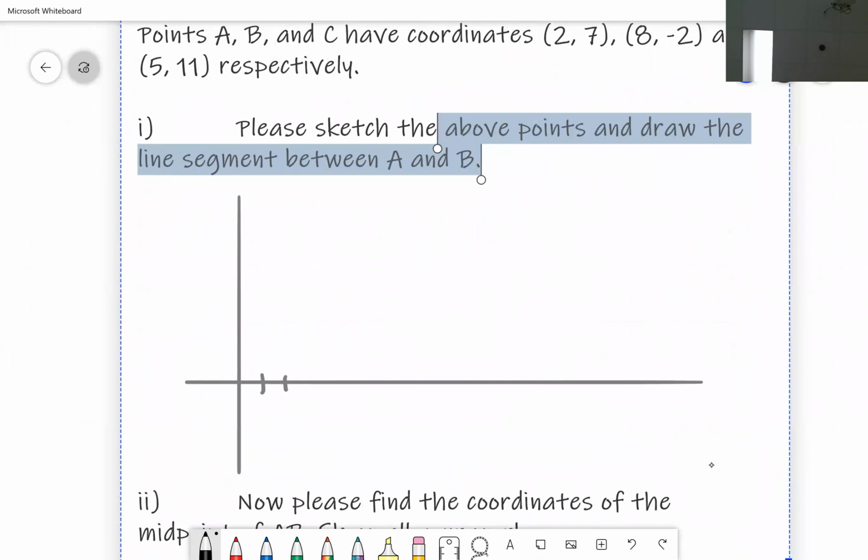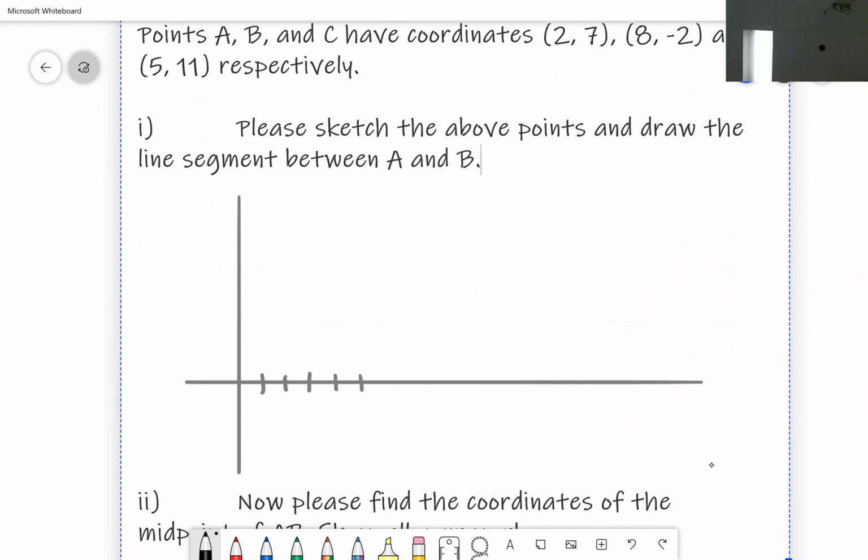And then y is highlighted, and 3. We're going to go to 8, 4, 5, 6, 7, 8, and we're going to go down to -2 and up as high as 11. 1, 2, 3, 4, 5, 6, 7, 8, 9, 10, and 11. So we have 2, 7. 1, 2, 3, 4, 5, 6, 7. So 2, 7, and you can call that A.